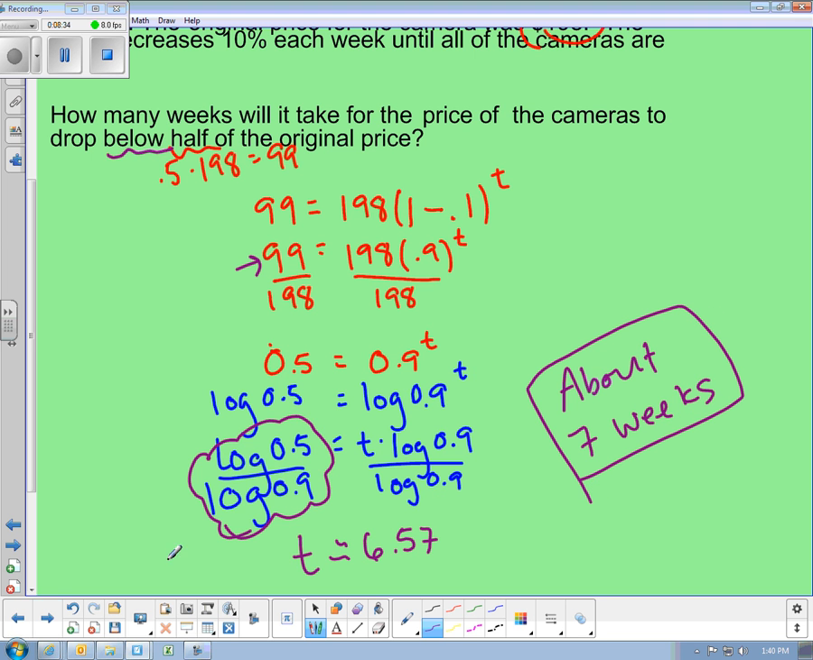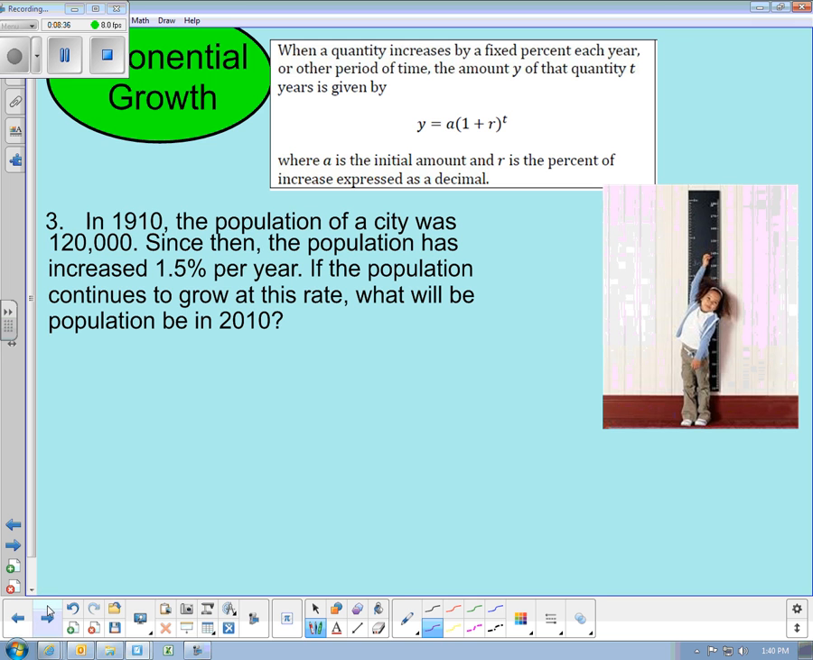Let's take a look at exponential growth, and then we'll move on from there. So in exponential growth, it says now a quantity is increasing by a fixed percent each year, or another period of time, and the amount y of that quantity is given by: t is the time, a is the initial amount, r is the percent, and notice in this formula now we are adding the growth rate. So for decay, we were subtracting the decay rate. Now we're adding the growth rate in growth, which makes sense.